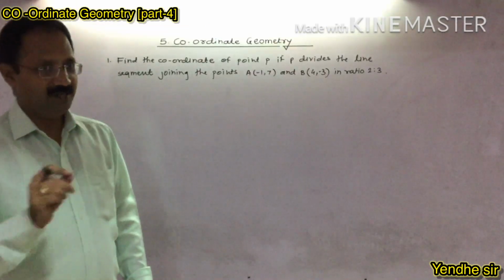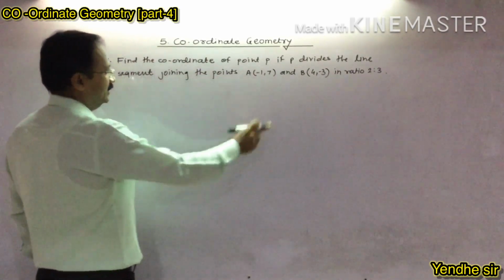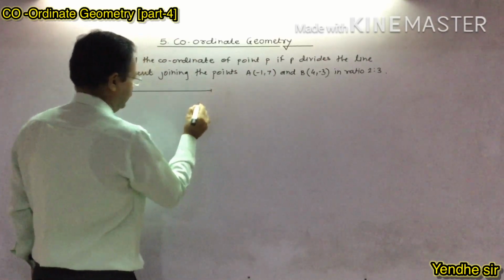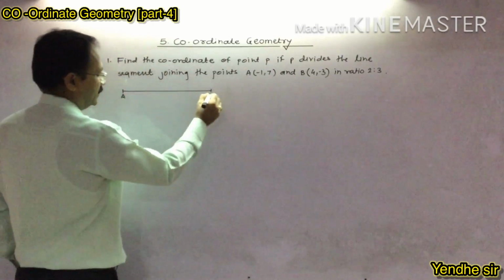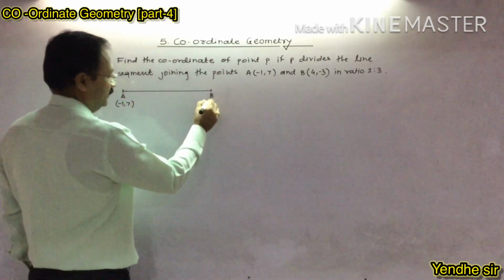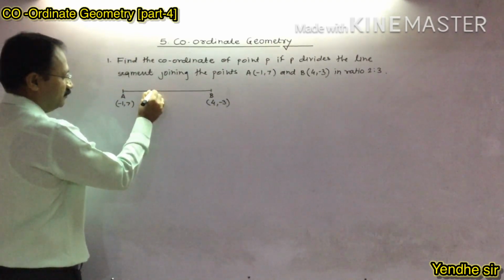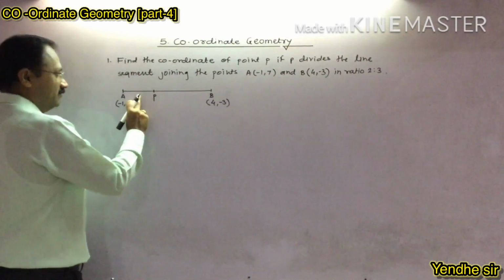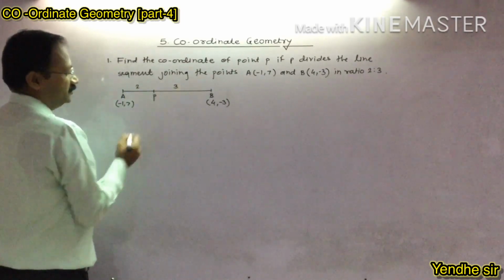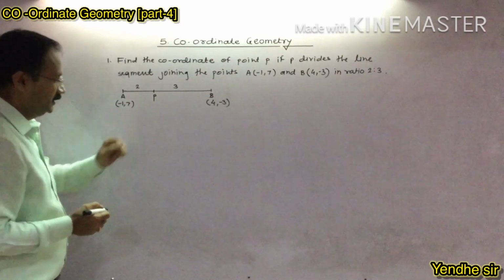Let's see the sum which is related to the section formula. What they are saying is that there is one segment, this is the segment AB. A's coordinates are given as minus 1 and 7. B's coordinates are given as 4 and minus 3. And there is one point P which divides this segment in the ratio 2:3. And then you have to find out the coordinates of point P.